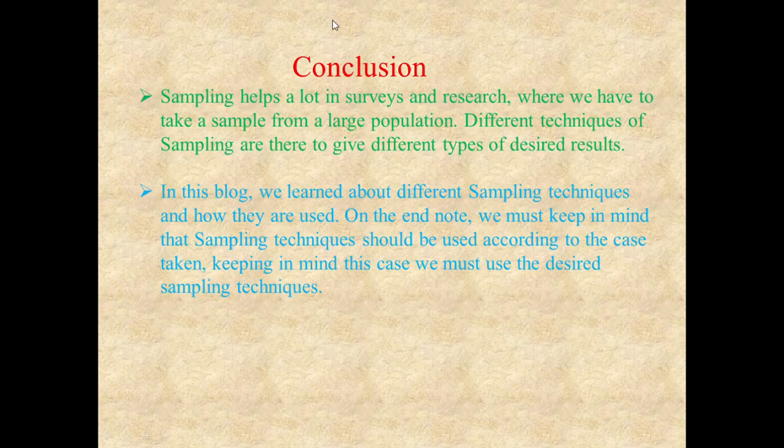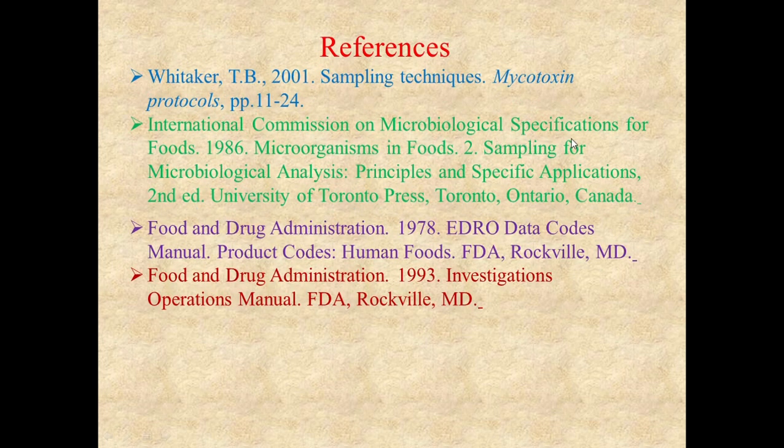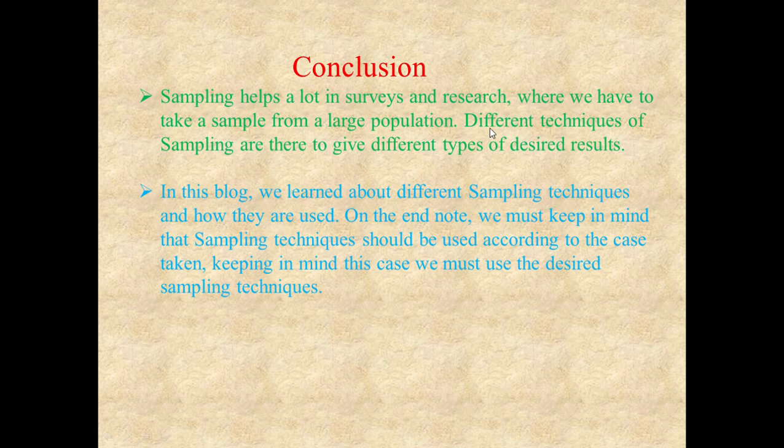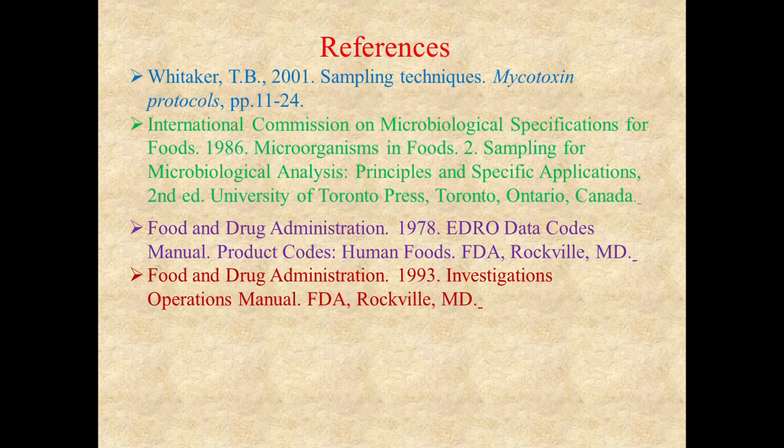And next is the conclusion. Sampling plays a large role in survey and research, where we have to take samples from a large population. Different techniques of sampling are there to give different types of desired results. In this blog, we learned about different sampling techniques and how they are used. At the end, we must keep in mind that the sampling technique should be used according to the case taken. Keeping this in mind, we must use the desired sampling technique, and these are some preferences. And thank you.